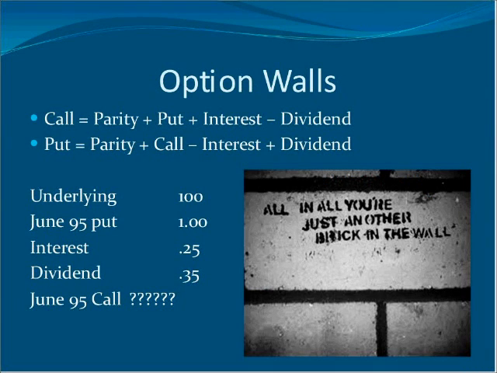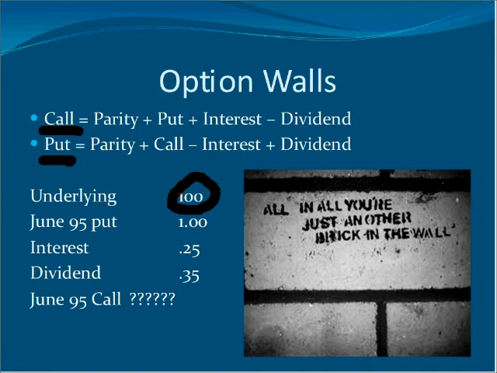So these are some examples. I went through option walls. This is a basic formula for looking at the value of a call and the value of a put. We know that a call value has to be equal to parity, which is the difference between the strike and the underlying price. Then we can add the value of the put, add interest, and subtract the dividend.